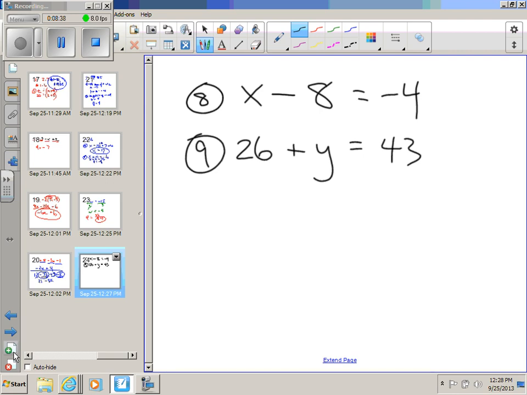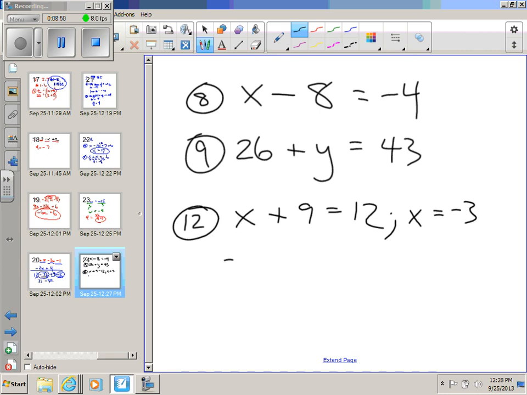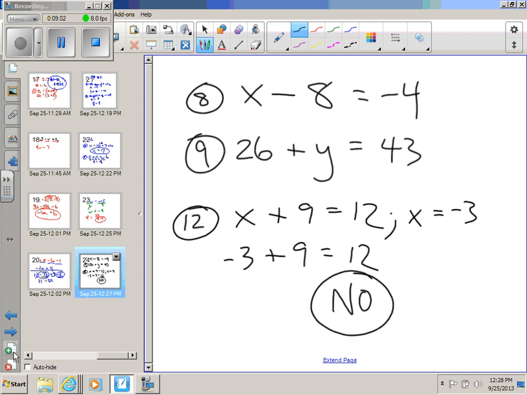So x plus 9 equals 12. They are suggesting that x is equal to a negative 3. So if you plug in the negative 3 for x, does that make sense? What would x have to equal? Positive 3. 3 plus 9 is 12.